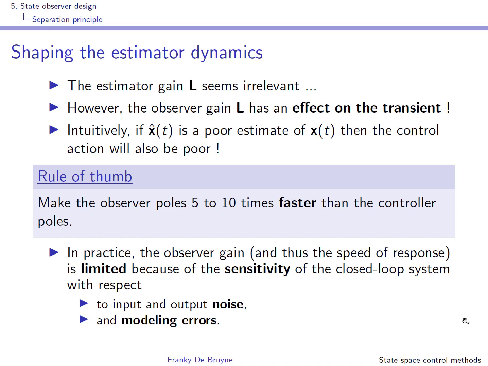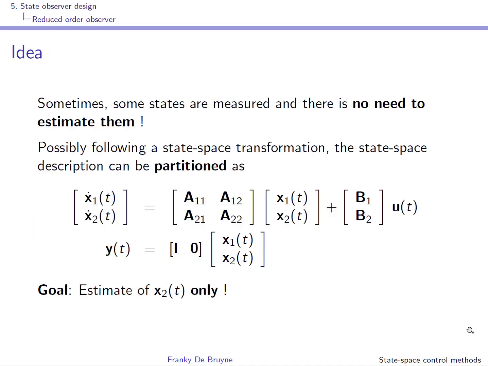As you can see, there is an interplay between the controller poles, the poles that you assign when you design the state feedback matrix K, and the observer poles, the poles that you use in the assignment to obtain the estimator gain L. This interplay you should bring to the front as much as possible during your control lab assignment.